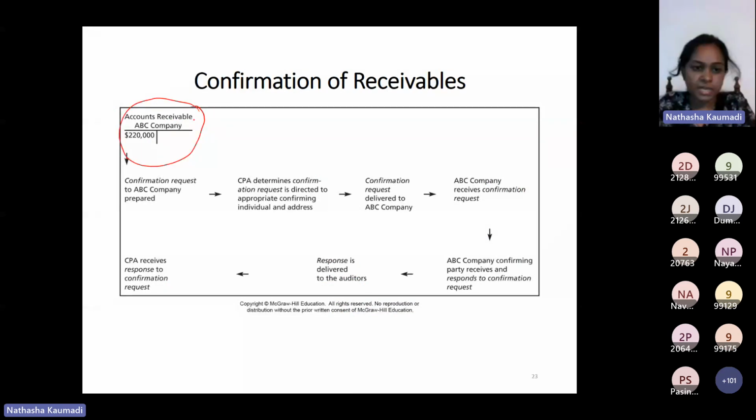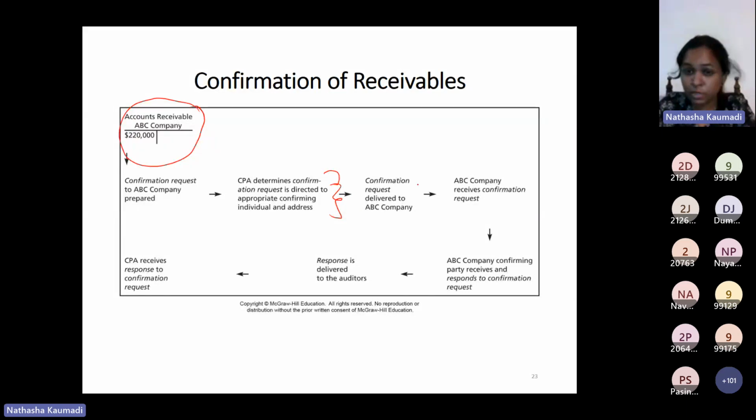After that, what happens? Confirmation request to ABC company is prepared. You are preparing the confirmation request. And then the CPA determines the confirmation request is directed to appropriate confirming individuals and addresses. You are sending. CPA means certified public accountants. Auditors are sending the confirmation request to the appropriate addressees and individuals. The confirmation request is delivered to ABC company. ABC company is the debtor, no?